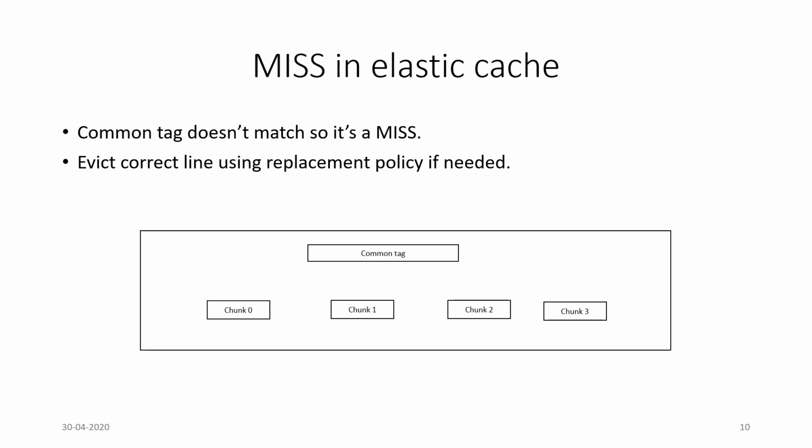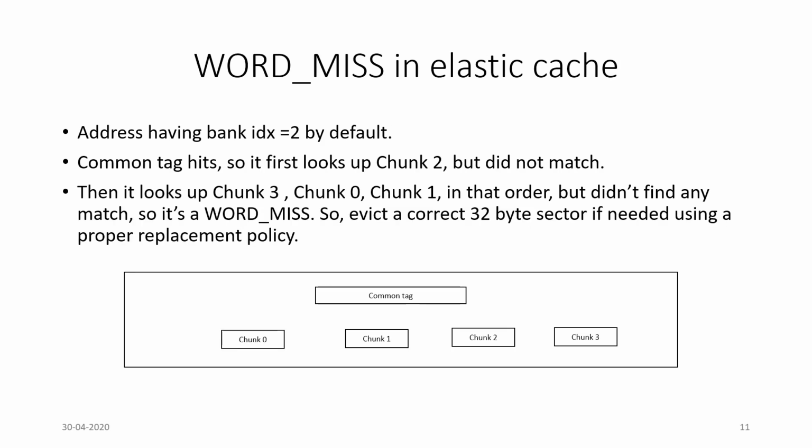For a simple line miss, which is analogous to a normal cache or sector cache, there is a common tag mismatch. The common tag does not match, and that's why it's a miss. We have to evict a line if necessary. Now comes a word miss, which is slightly different from sector cache. In sector cache, whenever there is a sector miss, we evict an entire line, but in Elastic Cache, we will evict, if necessary, only a single 32-byte sector. For differentiation purposes, we are naming this type of miss a word miss.